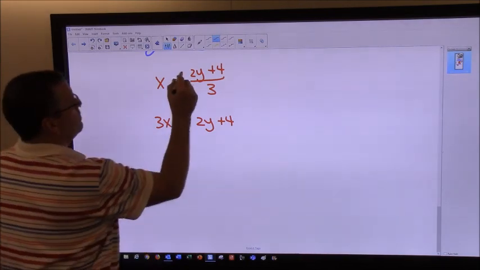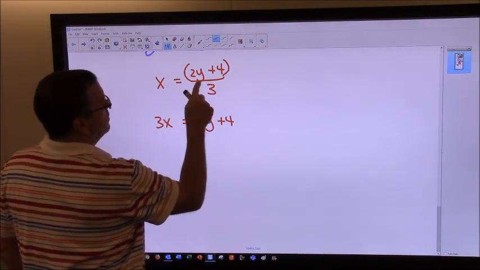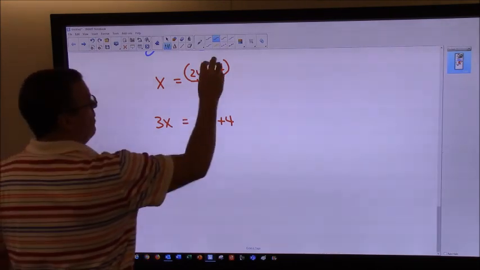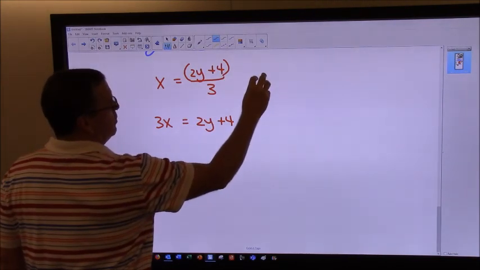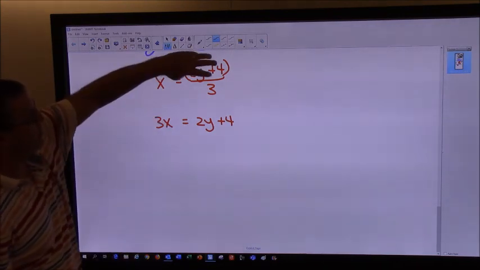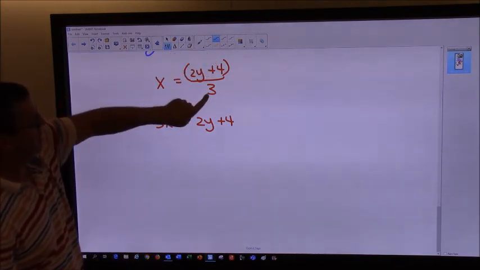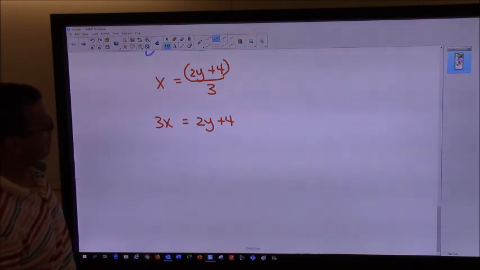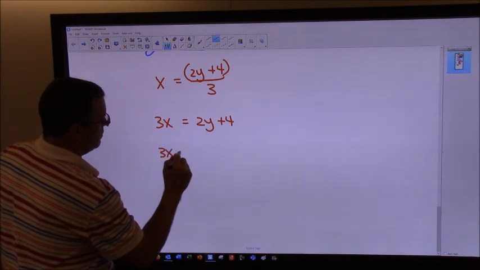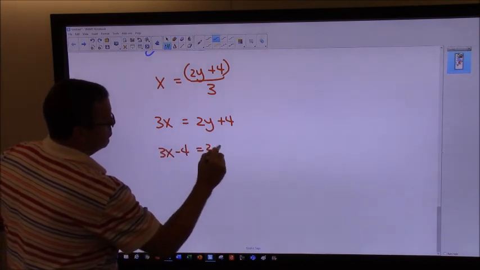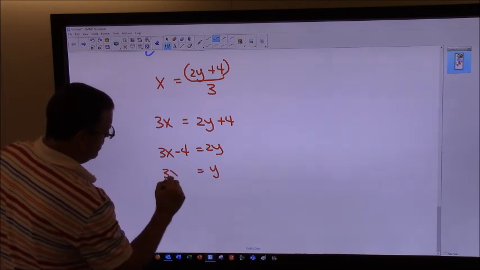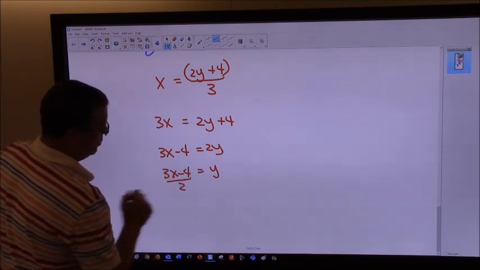Well, because it's this whole thing divided by 3. If that 4 was written out here, then yeah, I would have moved it over and subtracted first. But I have to get that numerator by itself first by eliminating the 3. So I move it over and do the opposite. Now I'll move the 4 over and subtract, so I get 3x minus 4 equals 2y. And then I'll divide by 2, so I get (3x minus 4) over 2.